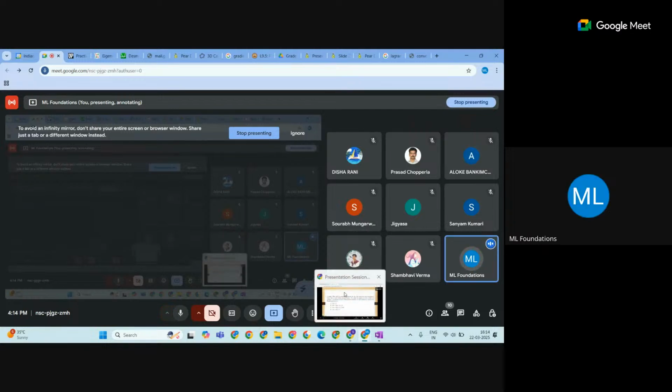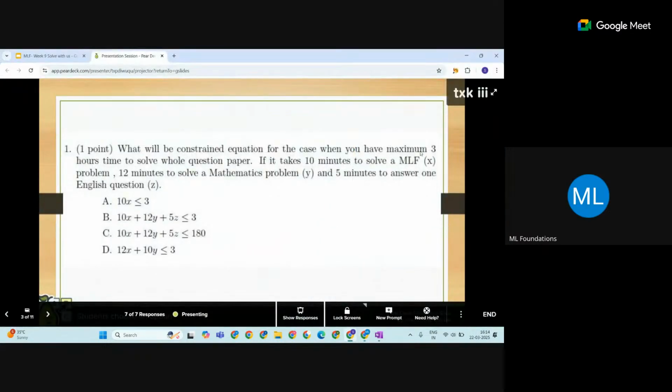Okay, so it is easy. 3 hours is the maximum. If 10 minutes is for an MLF problem, then it will be 10x, and 12 minutes to solve a mathematics problem, where you have y problems, so it would be 12y, and similarly 5z. All of these are in minutes, so you have to choose the minute option.